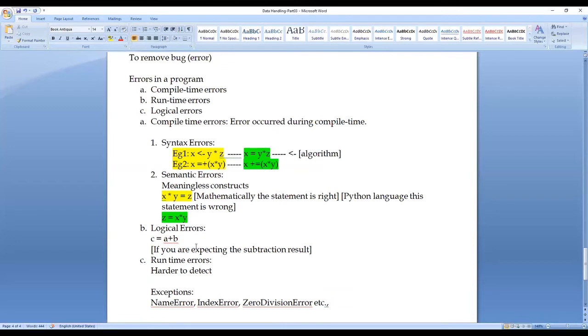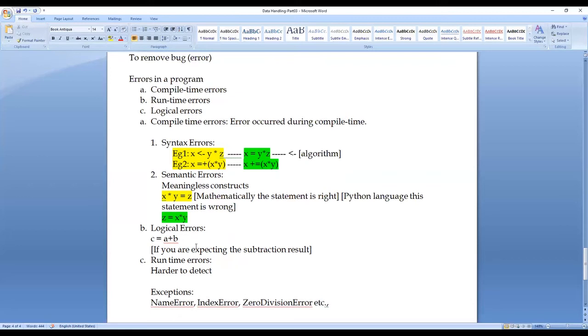So logical error. See, logical error is also hard to detect. All right. Let me give a simple example. See, a person is writing a program to subtract two numbers. All right. He is running the program two times or three times or four times. Every time he is getting the answer, but he is unable to detect it. It is not showing any syntax error or semantic error. The program is running, but the answer is not as expected by the particular person.